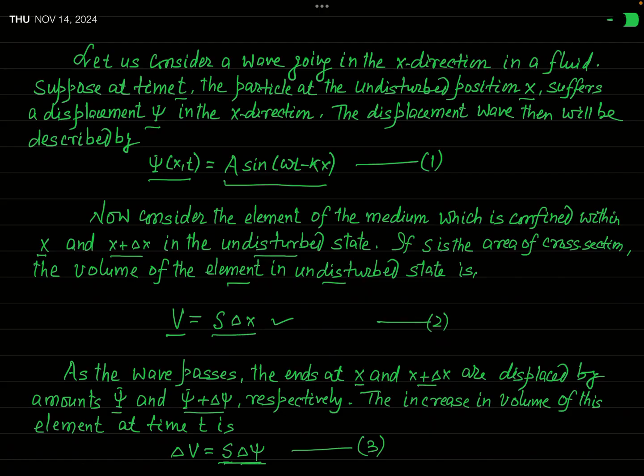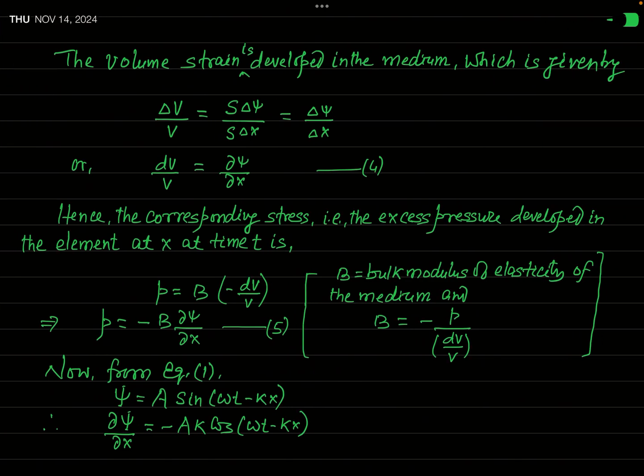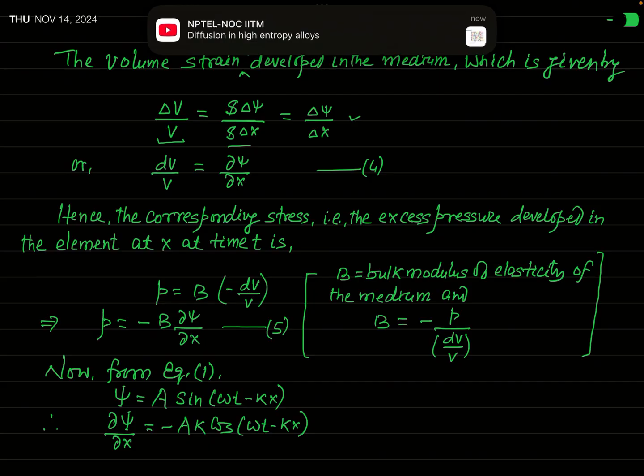Now you know, if we divide this increase in volume by the original volume V, then we will get actually the volumetric strain. So the volume strain developed in this medium is given by delta V over V. But you have calculated that delta V is S times delta psi, and the original volume V is S times delta x. Now this S and S will cancel out, and so this volume strain is simply delta psi by delta x.